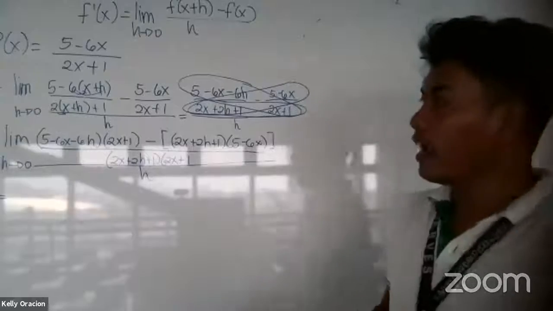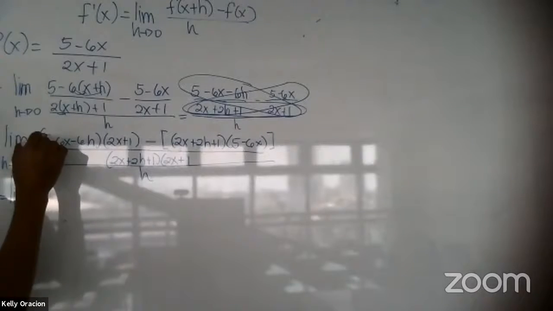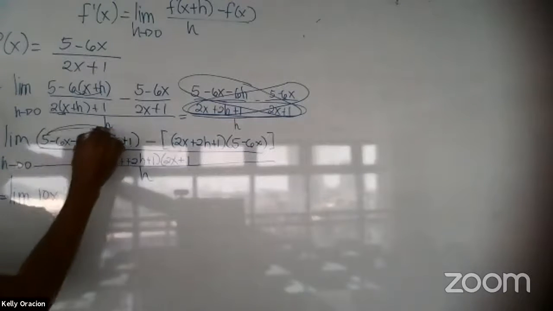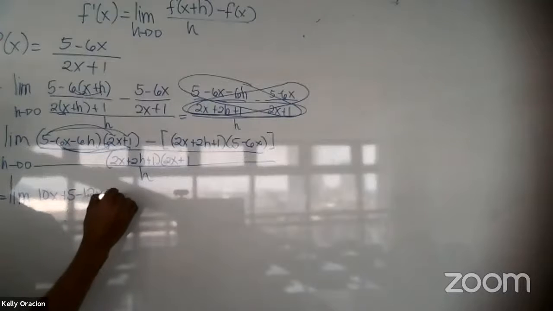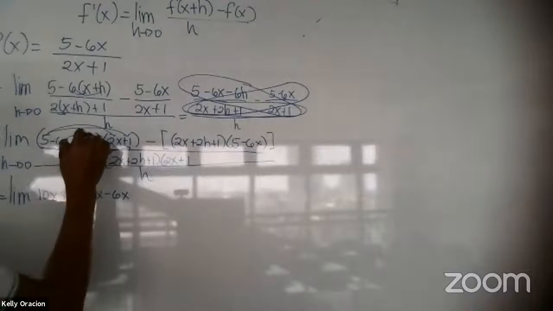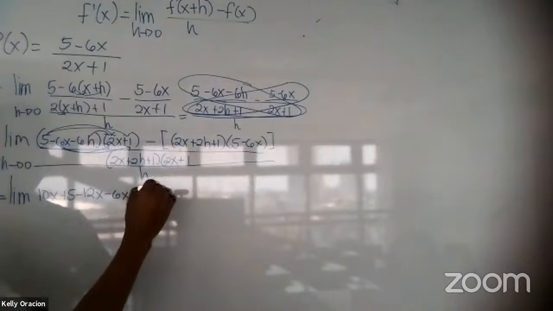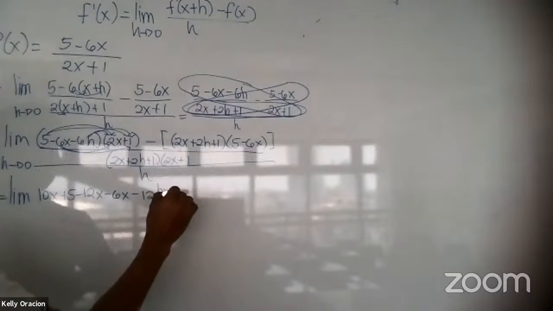Okay, let's multiply. Multiply na tayo. 5 times 2x, that's 10x. 5 times 1, that's 5. Negative 6x times 2x, negative 12x squared. Negative 6x times 1 is negative 6x. Negative 6h times 2x is negative 12hx. Negative 6 times 1, it's negative 6h.